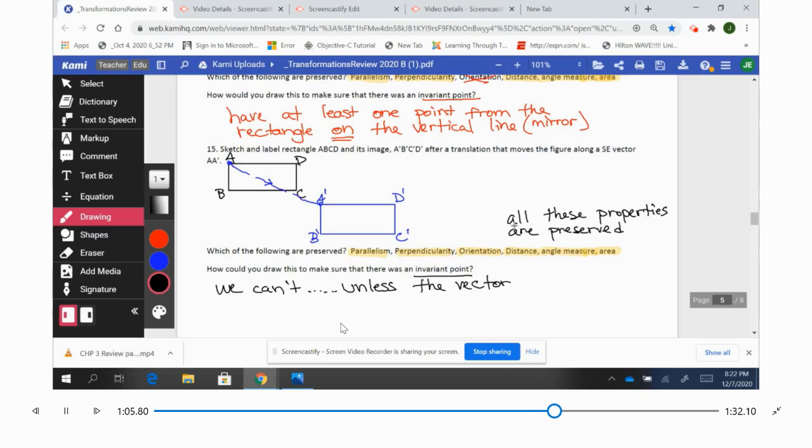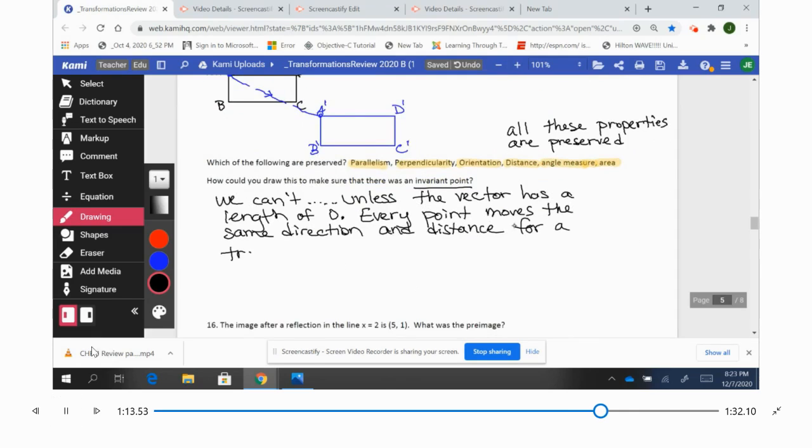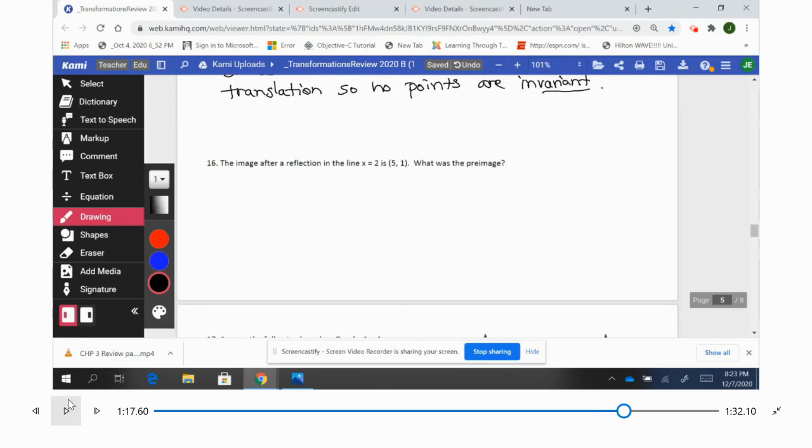Obviously, if there's a translation vector that's got a length of 0, nothing will move. But that's kind of ridiculous. It's a waste of time. So every point moves in the same direction and the same distance for a translation. Therefore, there's no invariant points.